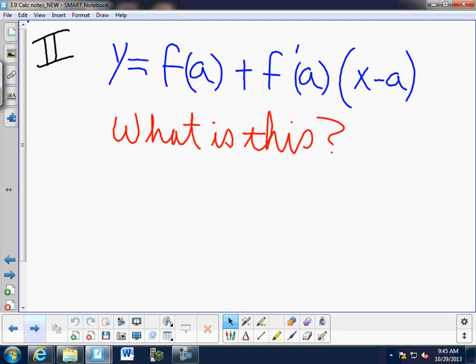Roman numeral 2, kind of a different idea. They're obviously related, but okay, tuck that in the back of your head.